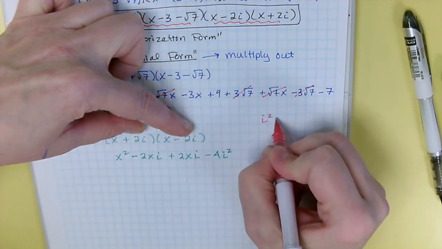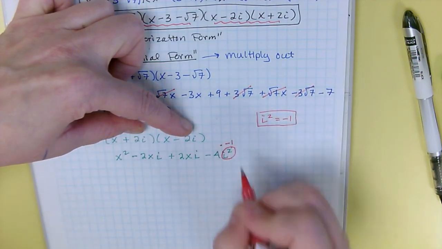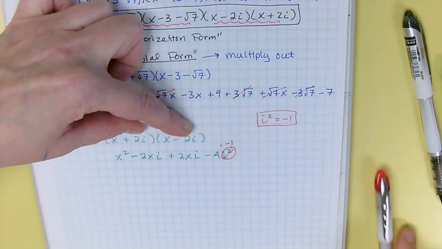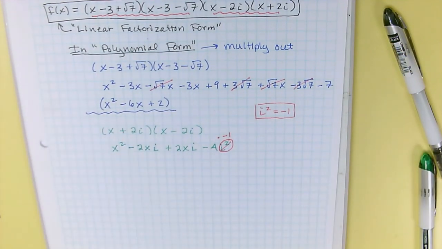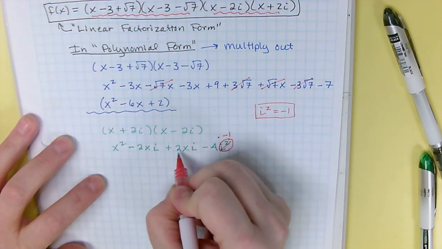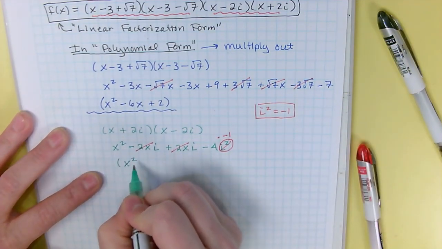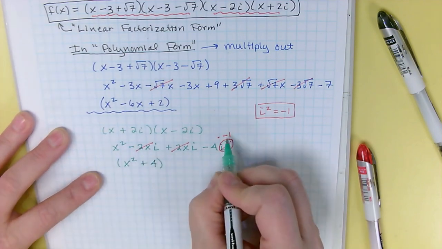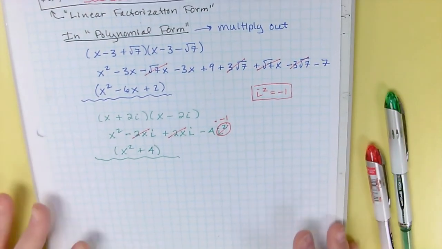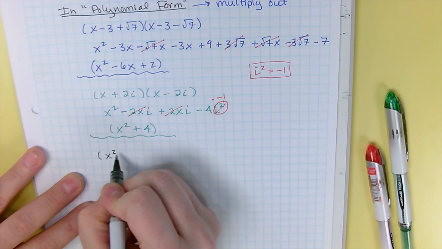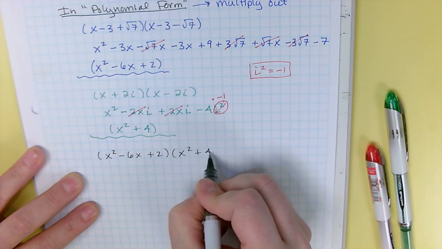If you remember, i squared equals negative 1. So that 4 is going to be multiplied by a negative 1, and we're going to replace the i squared. You never, ever, ever have an i squared in an answer. Okay, so cross off anything that adds up to 0: 2xi minus 2xi. And I'm left with x squared plus 4, because negative times a negative is a positive 4. All right, we're on the last step. So now we're going to take x squared minus 6x plus 2 and multiply it by x squared plus 4.